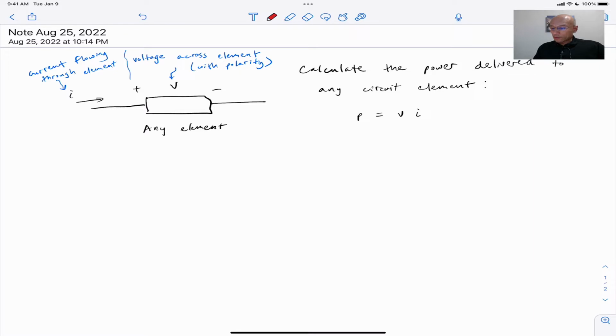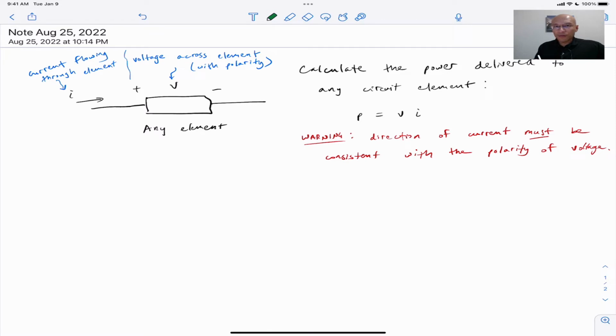While this equation looks very simple, I must give you a warning. There are many ways to get this wrong. The current and the voltage that you use must be consistent. So how do we make sure that we remain consistent about our calculation? Well, the answer is the passive reference convention. So we always follow the passive reference convention.